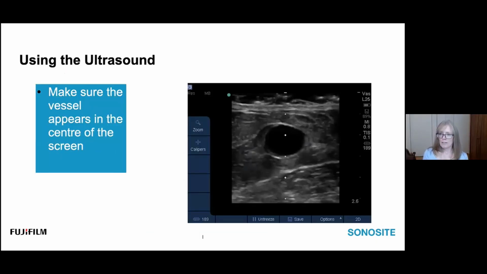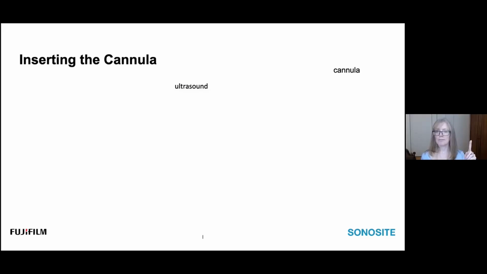Your ultimate objective is to make the vessel as big as possible, a big circle right in the middle of the screen, because your objective is to get the tip of your cannula in the center of the vessel. And in order to do that, you need to know where the center is. By lining up the vessel with the center line or guideline, you're lining it up with the arrow or line on the probe that you're using. So step one, get the vessel in the middle of the screen.